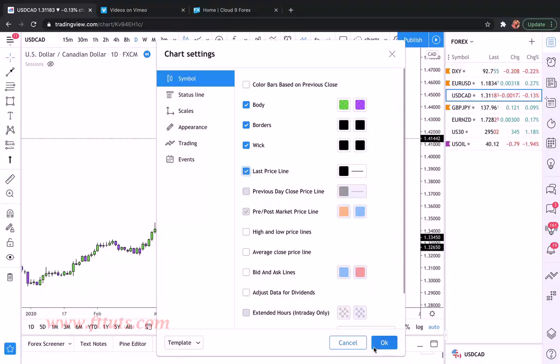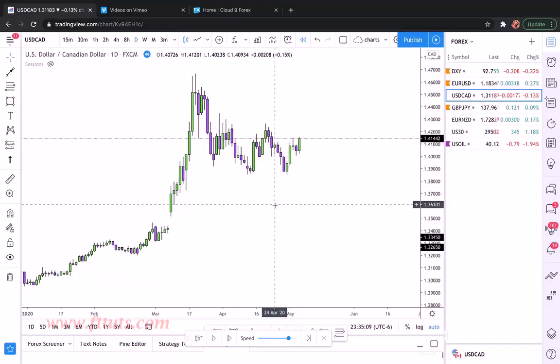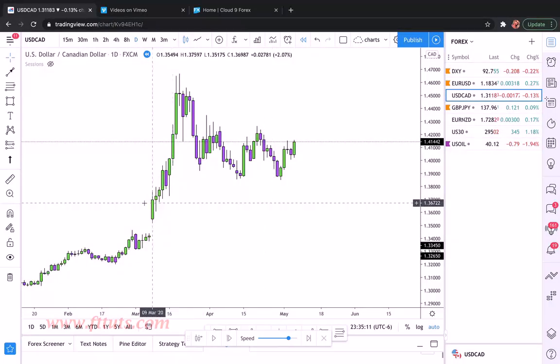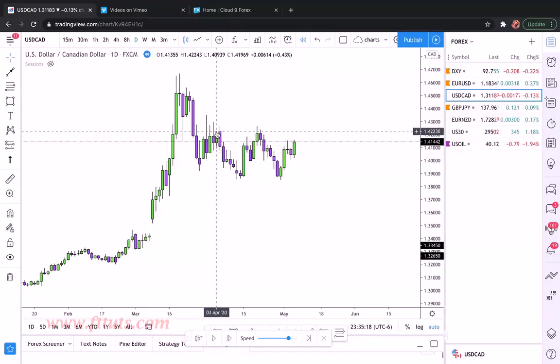Hey guys, so we are going to go over a live example on USD CAD on the daily time frame. Okay, so as we can see, we had a huge impulse up. We had a major resistance, then a push down, correction, push down, correction, push down, correction.